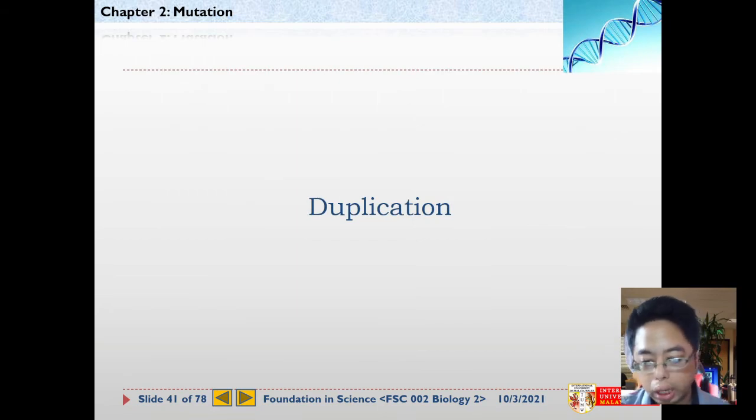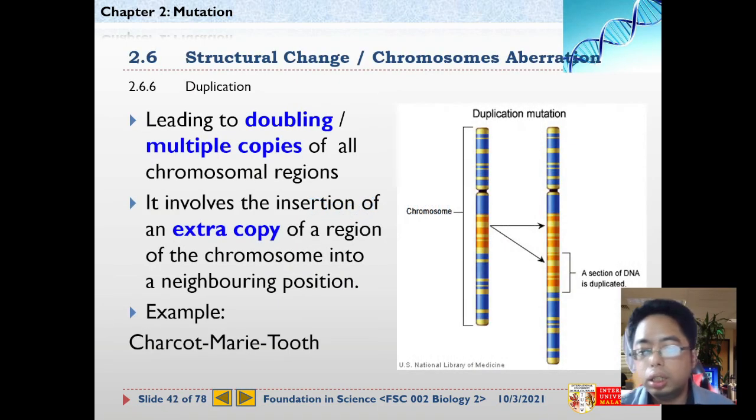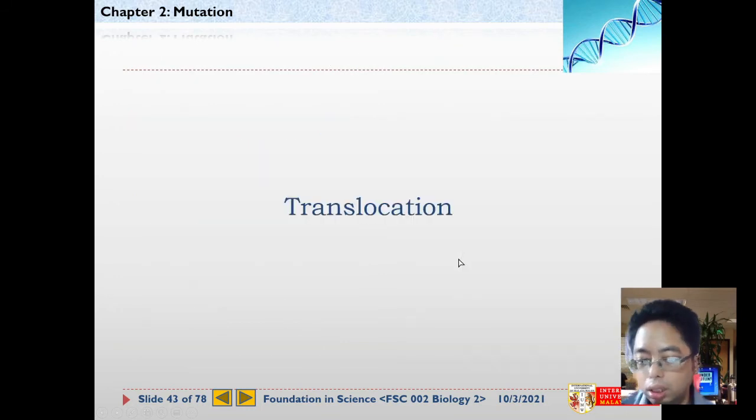Now for duplication. Duplication will be doubling or multiple copies of the chromosomal regions. It involves the insertion of an extra copy of a region of a chromosome into the neighboring position. For example, Charcot-Marie-Tooth. You can see this is a segment. The segment has been doubled, duplicated. So now you have two segments.